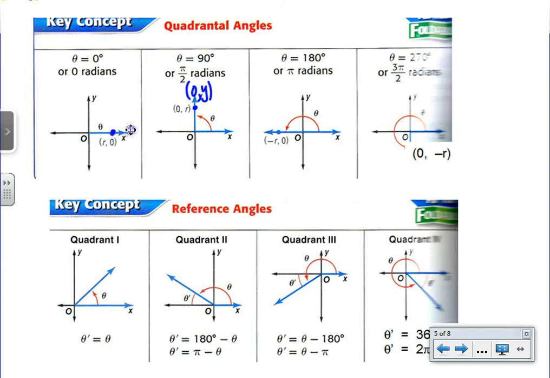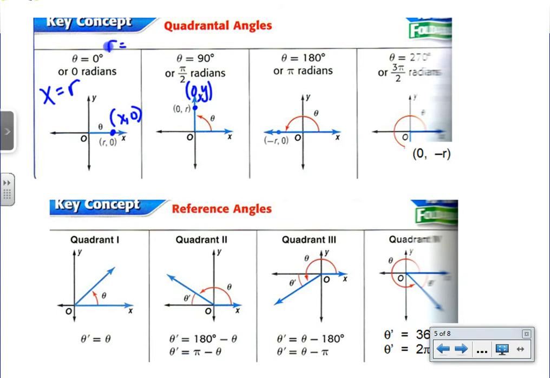Right here, on 0 degrees, sometimes your trig teacher will call this x, comma, 0, but I would argue that the x and the r value are the same value. Does anyone want to tell me why? Let's start with x being x and y being 0. How do you find r?